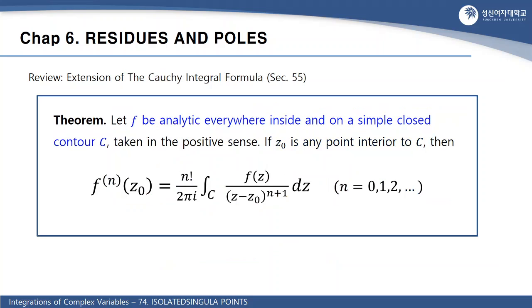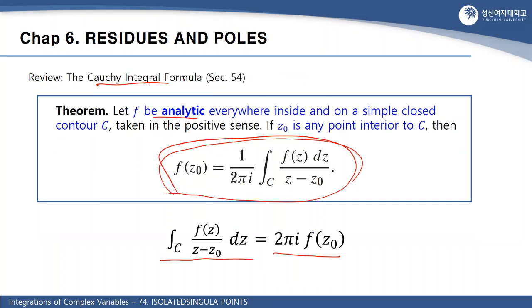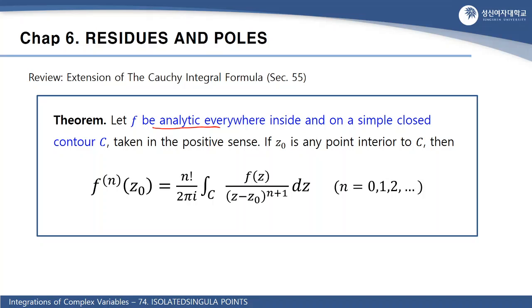Now we have another theorem, which is the extension of the Cauchy integral formula, in section 55. The theorem says let f be analytic, same condition, same prerequisite, like the Cauchy integral formula. But we have the nth derivative of f at z0 is equal to n factorial divided by 2 pi i times the integral along the contour C of f(z) dz divided by z minus z0 to the n plus 1 power. Here n is a non-negative integer.